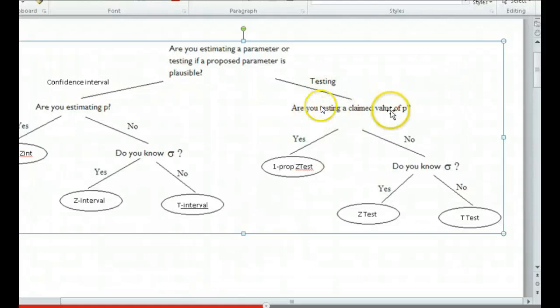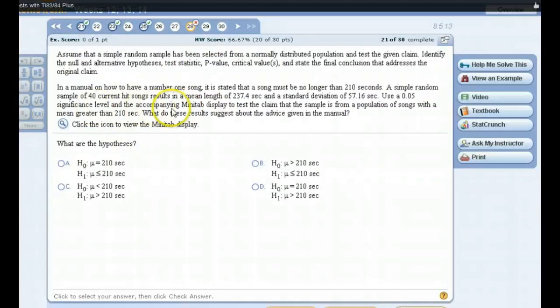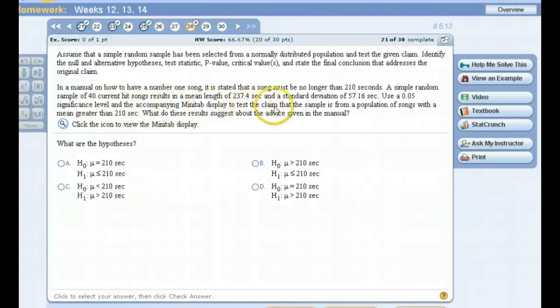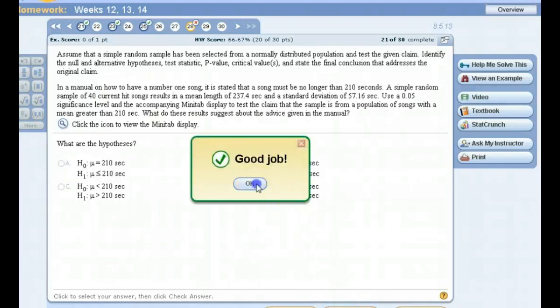We're testing. Are we testing the claim value of proportion? No, it's about a mean. Do you know the population standard deviation? This time, no. We do not know it. It's a t-test. We have no idea what the population standard deviation is. Alright, we know the sample standard deviation is 57.6. So this is a t-test. Alright, so greater than 210, so that means we have to have equals 210 and greater than 210, so that's going to be our null and alternate.